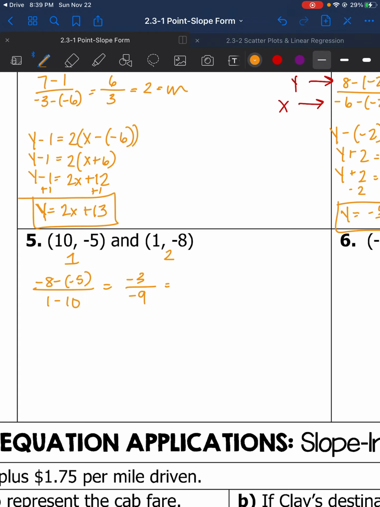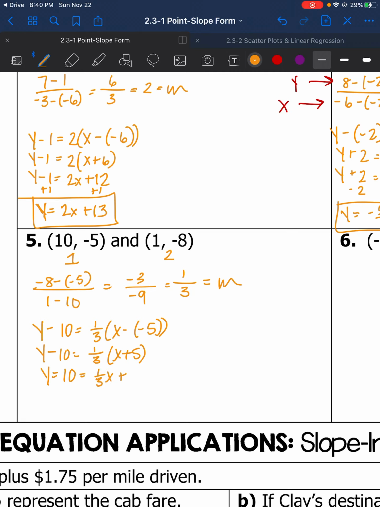3 over 9, we can divide both by 3. 3 divided by 3 is 1. 9 divided by 3 is 3, so we have positive 1/3 for our slope. We'll do for our equation here, y minus y1, which is 10. That's equal to 1/3 times x minus x1, which is -5. Simplifying, y minus 10 is equal to 1/3 times x plus 5. Let's distribute that 1/3 there. We get 1/3 x plus 5/3.